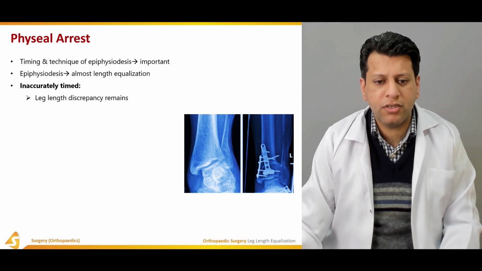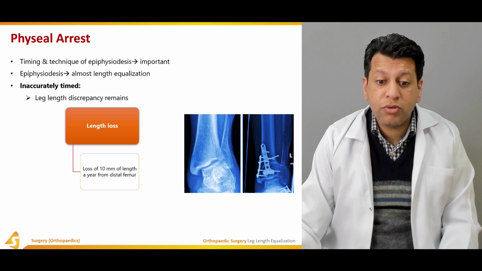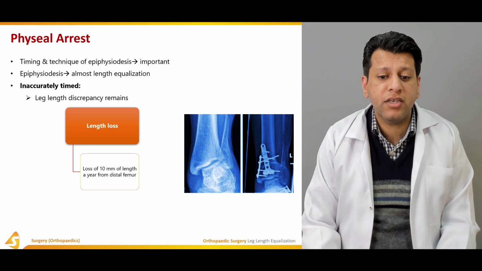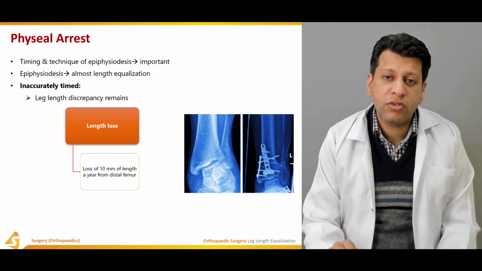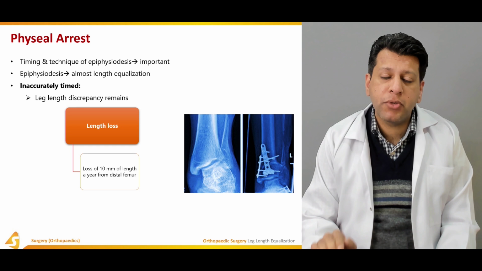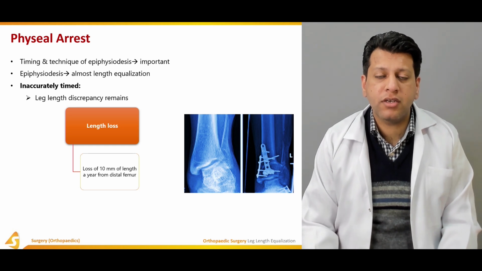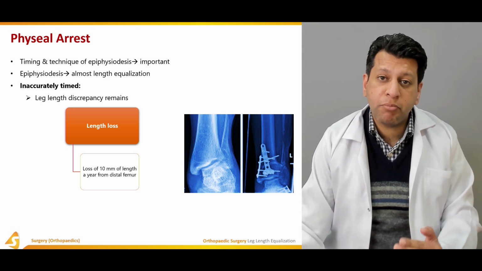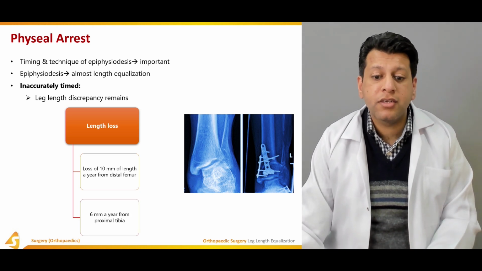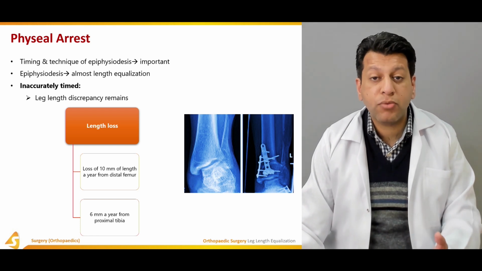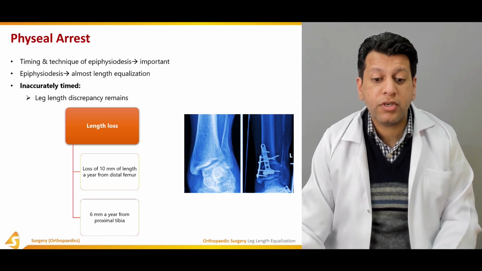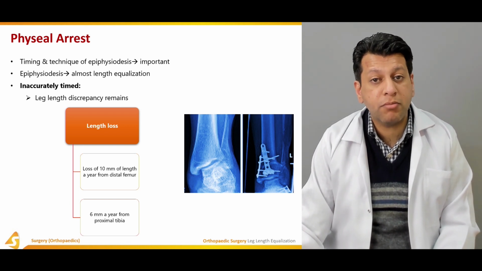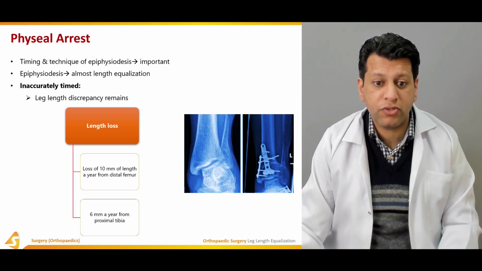we have to make a logical decision. Leg length loss could be achieved by, as I just told you, a loss of 10 mm of length a year from the distal femur. If epiphysiodesis of the distal femur is done, 10 mm per year of lengthening is decreased. If it is combined with the proximal tibia, then it becomes 16 mm. If only the proximal tibial epiphysiodesis is done, then that gives us 6 mm per year, as proximal tibial growth can be arrested by epiphysiodesis.